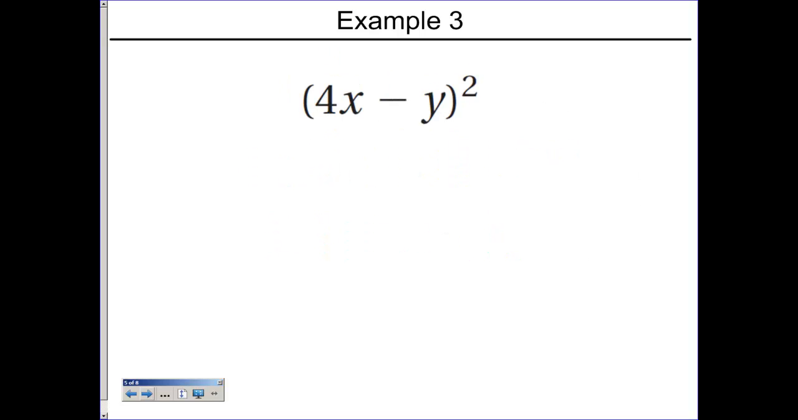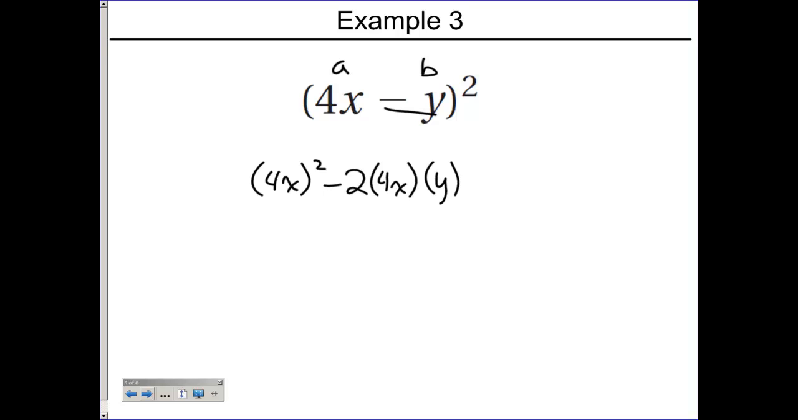An example where we have a minus instead. We're going to call this our a term, and this is our b term, and it is a negative. So it's going to be 4x squared plus, and the pattern is always, actually this is going to be a minus, and our pattern is to always put a 2 times a in there. So 2, 4x is our a, y is our b, and then a plus y squared.